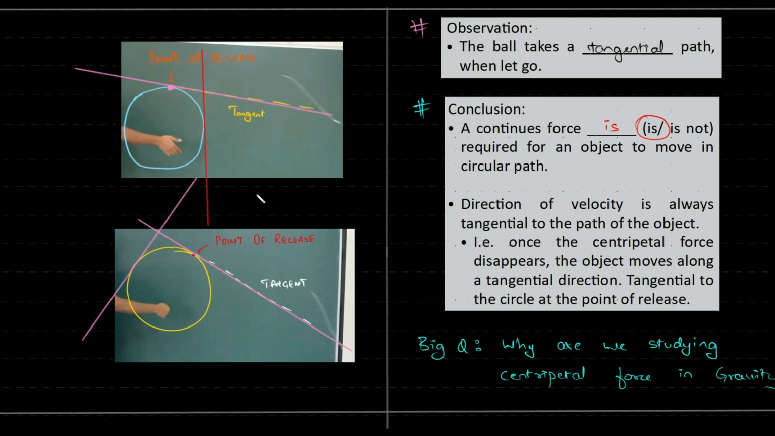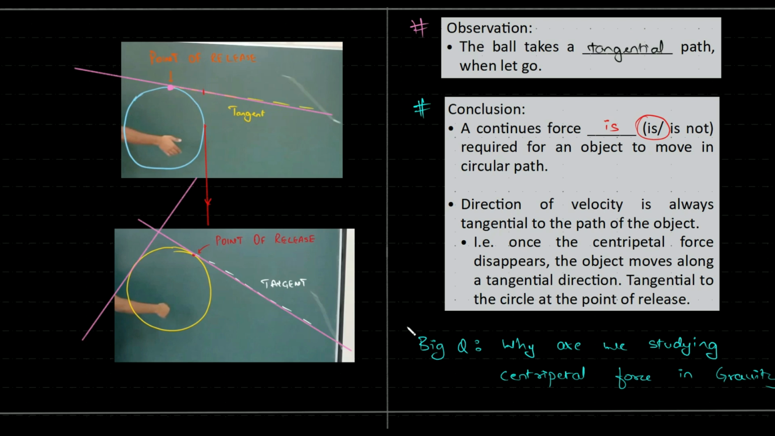Right? If the bob is going in a, this is clockwise, not circular, I meant to say clockwise. So it will go over here. If it was anti-clockwise, it would have gone in this direction. Okay, so it will be tangential. Once the centripetal force disappears, in the sense that when I let go, I stopped applying the centripetal force, the object moves along the tangential direction. You saw that. Tangent to the circle at the point of release. Tangent to what? To the circle in which the object was moving.